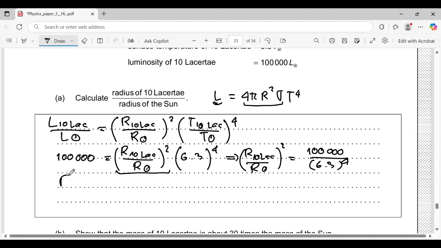So R of Tentacle T over R of the sun equals the square root. If you calculate this division, 100,000 over 6.3 to the power 4, the result is 63.47. And if you calculate the square root, it is 7.97 or 8.0. So let's continue.